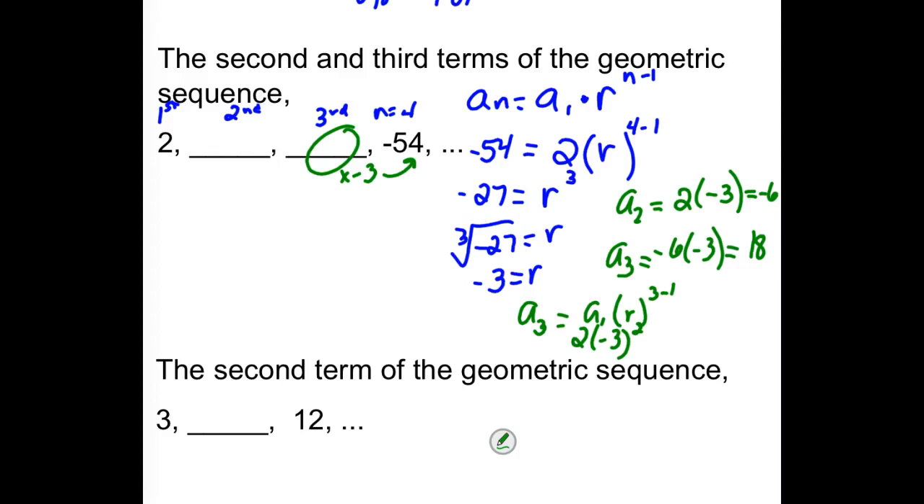So if I had said, give me the 20th term in the sequence, I'd probably go this route, right? Because then I could just put in 2 times negative 3 to the 19th power, and I got my 20th term. I don't need the ones in front of it. Okay? So multiple ways to get to that same answer.